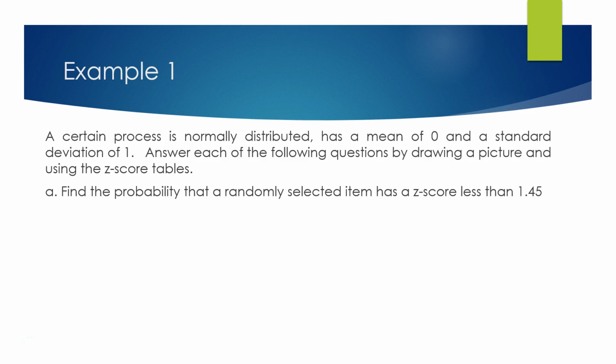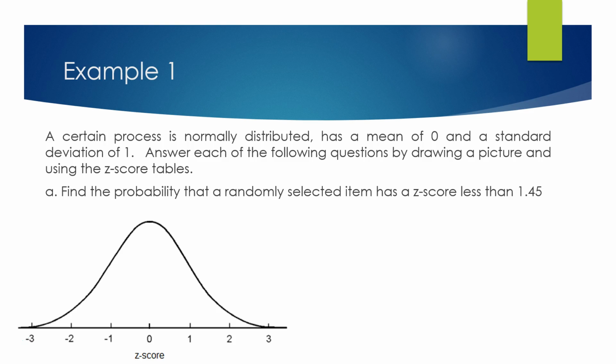So the first thing that you want to do is get a normal distribution with a mean of 0 and a standard deviation of 1. I usually label this up pretty well. I'll label this from -3 to 3, even if I do this by hand every time. And so now what we want to do is first draw in the z-score of 1.45 and then shade where less than is. So 1.45 is 1 and about a half.